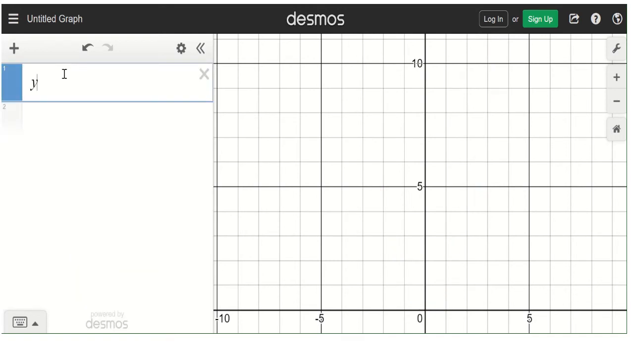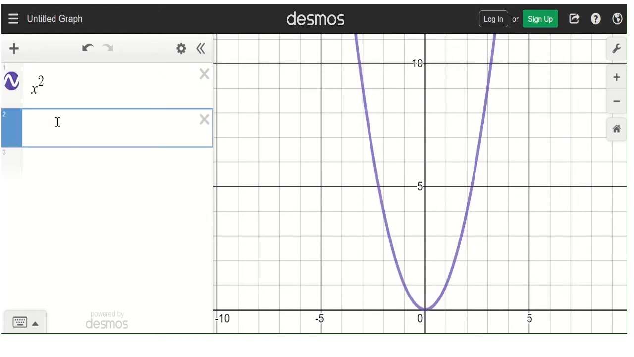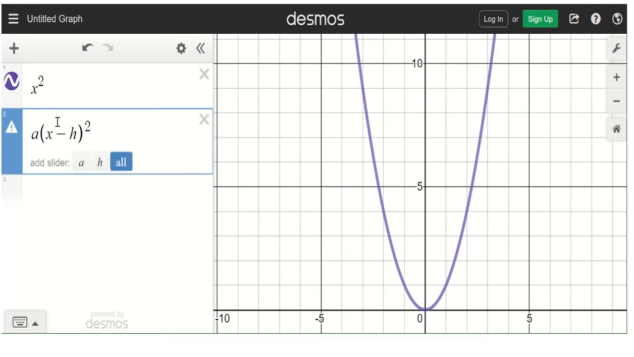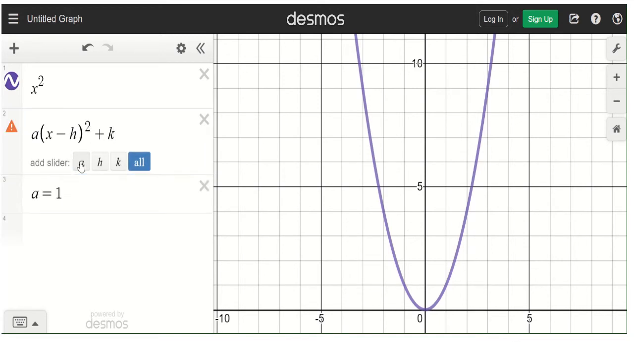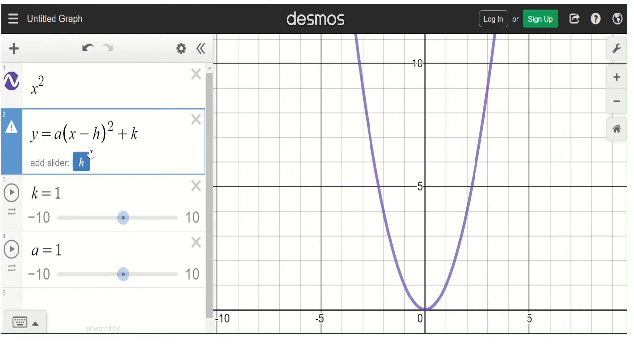So I'm just going to put this back up there. Purple, and then let's do this one. So our vertex form, x minus h squared plus k. And what I'm going to do is add these sliders, which is cool for Desmos. And we're going to see what happens here.